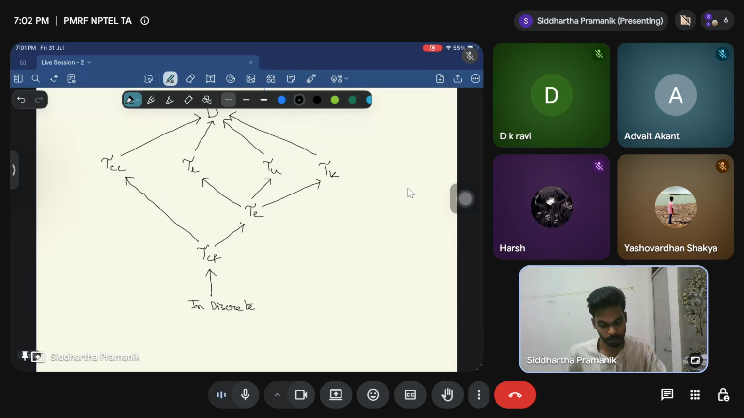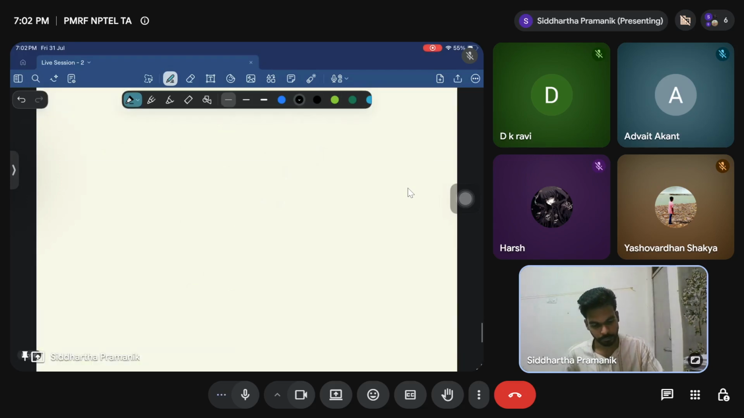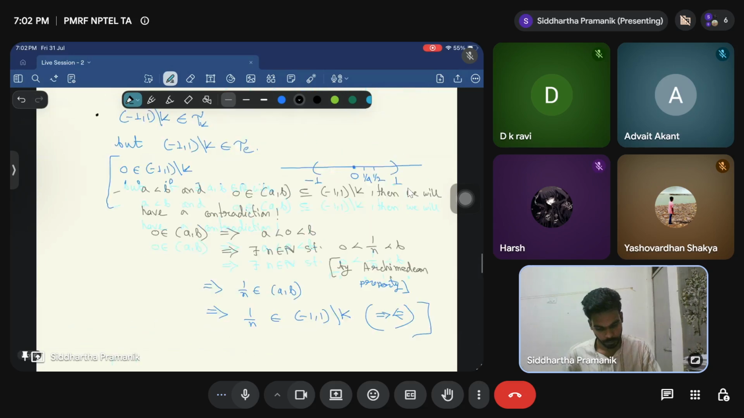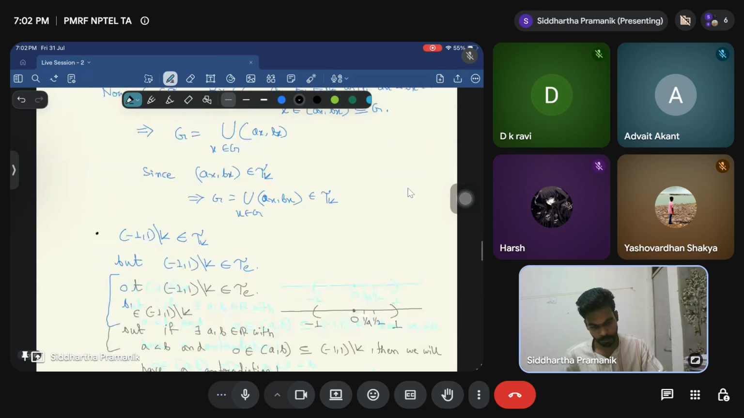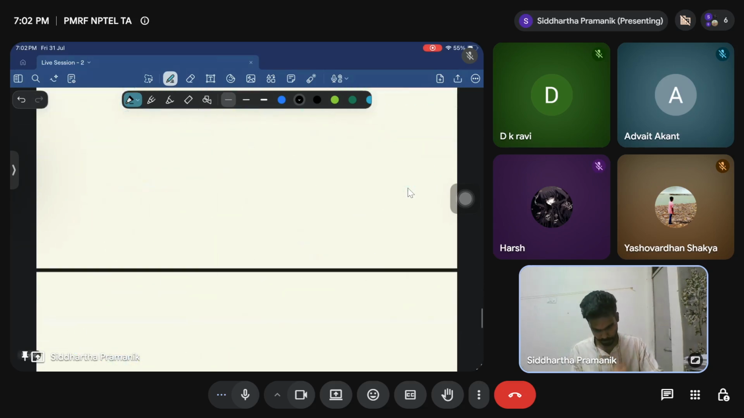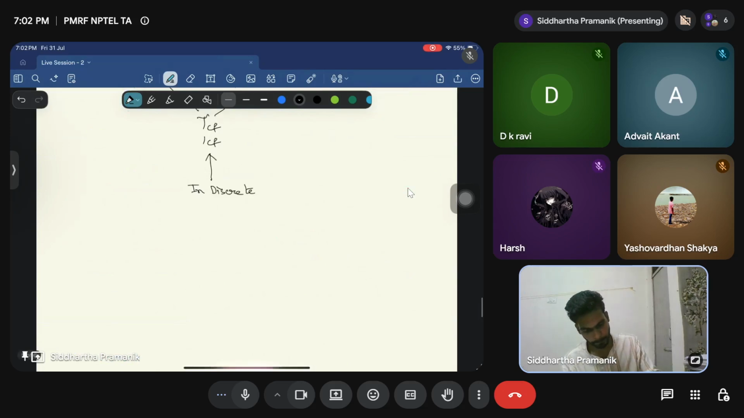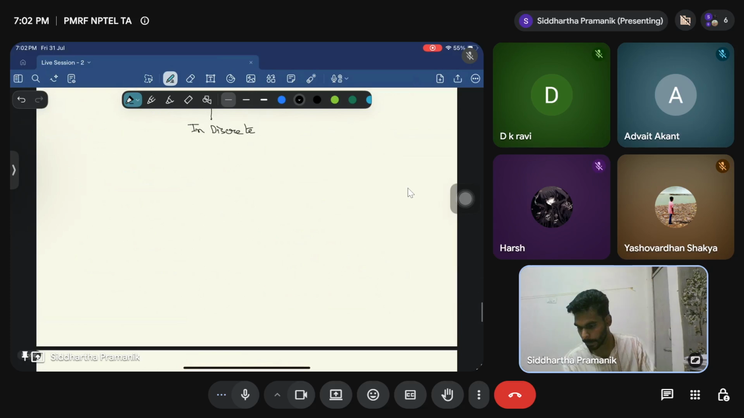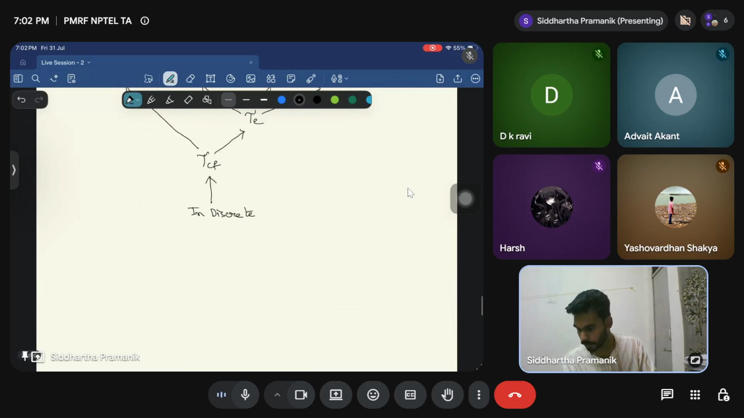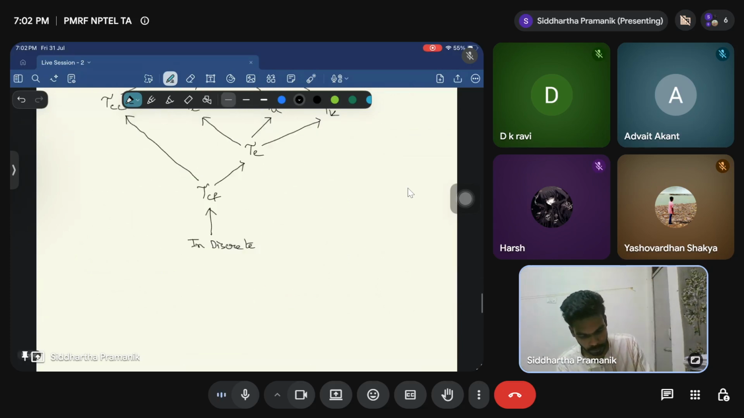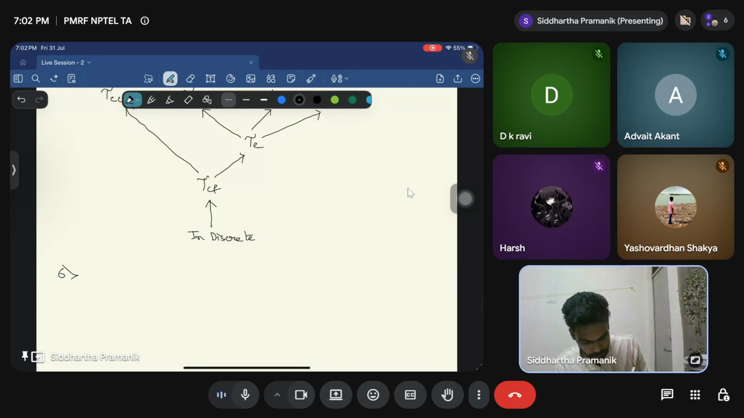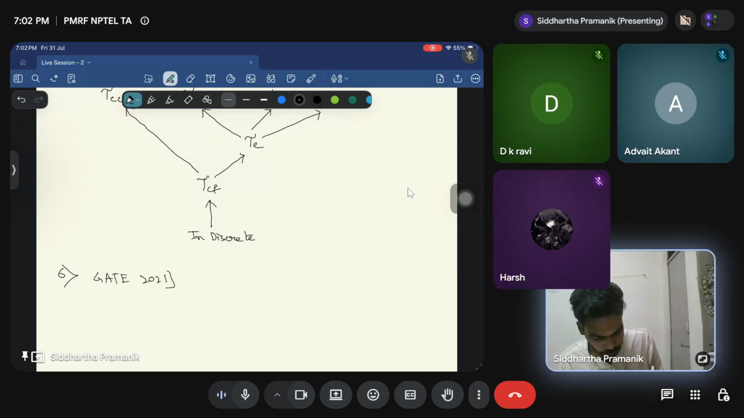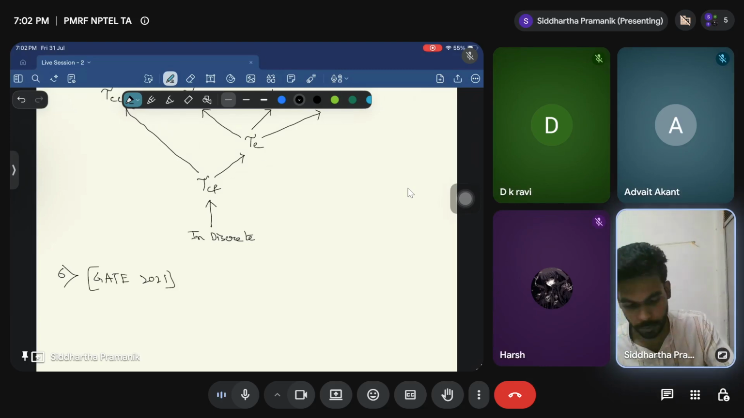Okay, if there is no question, then let's move on. So maybe I will just write down the question. If you see this diagram, there is a question from GATE 2021. Now you can do this question easily.